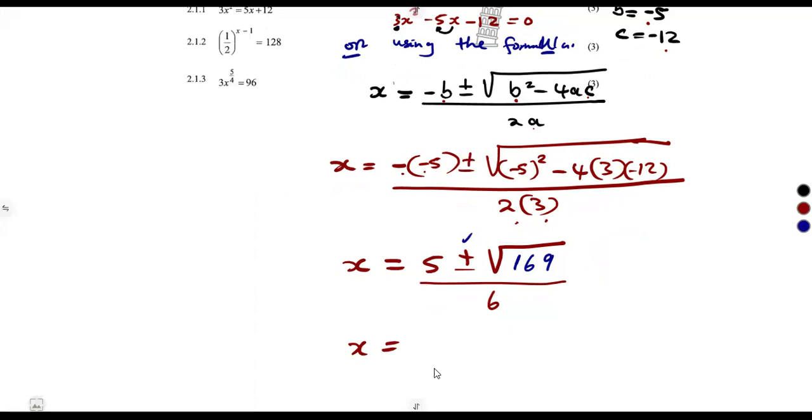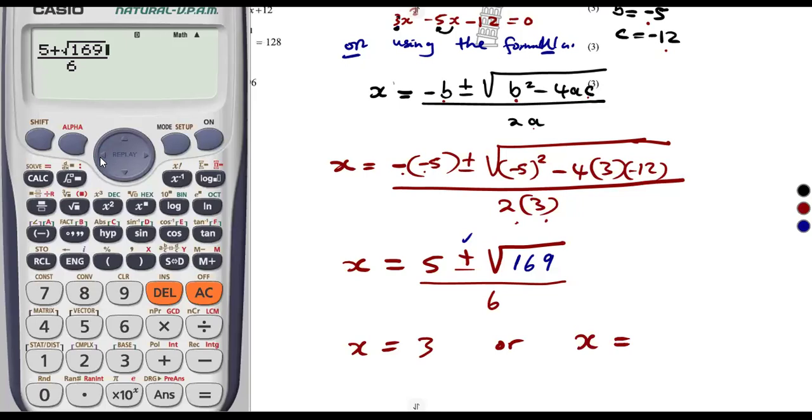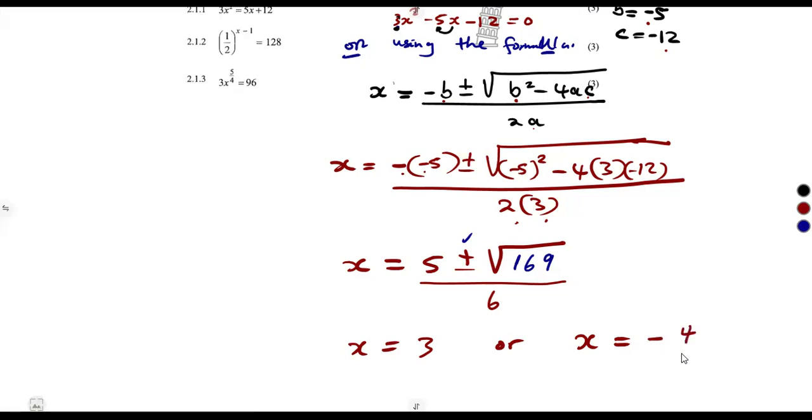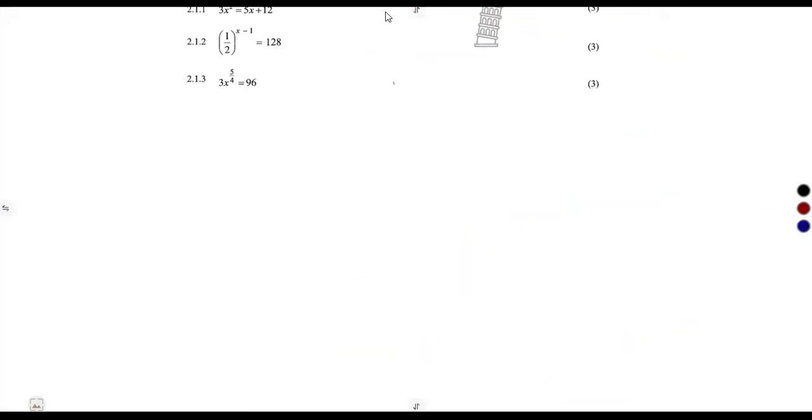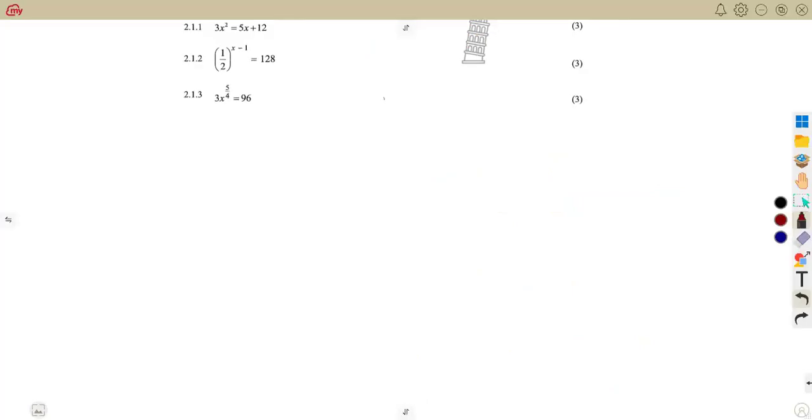A positive 3. Or x is equal to, we move on to the negative. You just remove the plus, put a negative, that's negative 4 over 3. So these are the values of x that you're going to have. Same values just like the previous case. As you can see, the quadratic formula can be used.